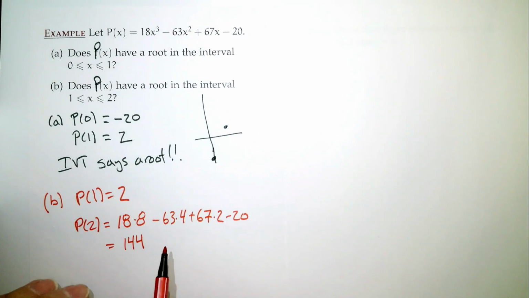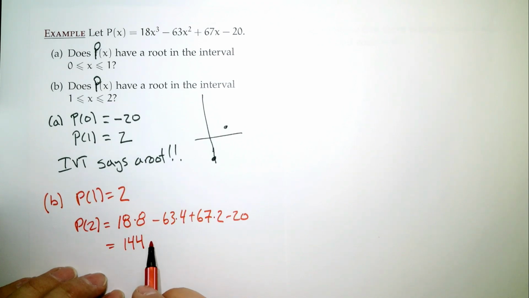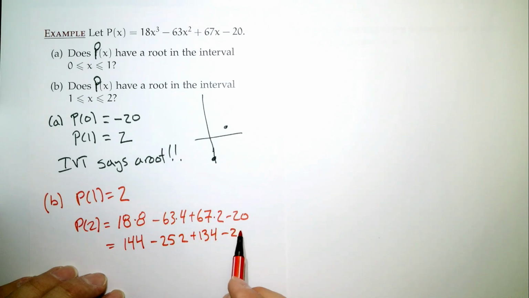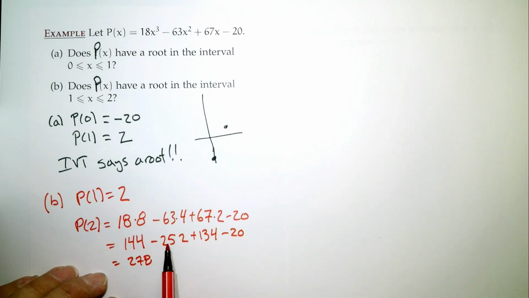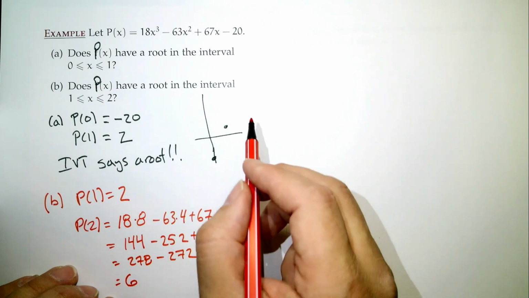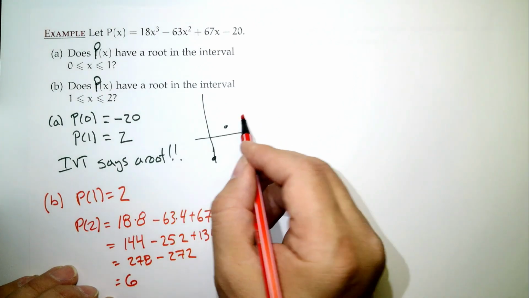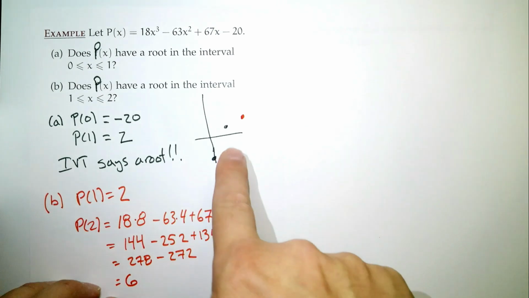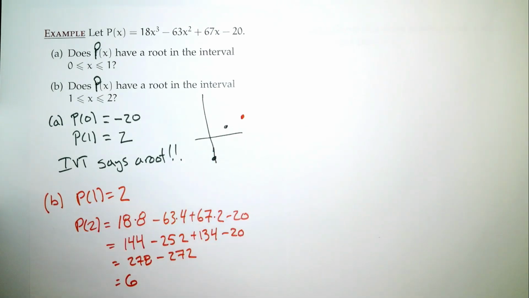All right. But anyways, 63 times 4 is 252. 67 times 2 is 134. And 20 is 20. So 144 plus 134, that's 278. Then we're going to subtract off 252 and 20. That's subtracting off 272, giving us a grand total of 6, which means we are over there. So at 1, we're at 2, and at 2, we're at 6.